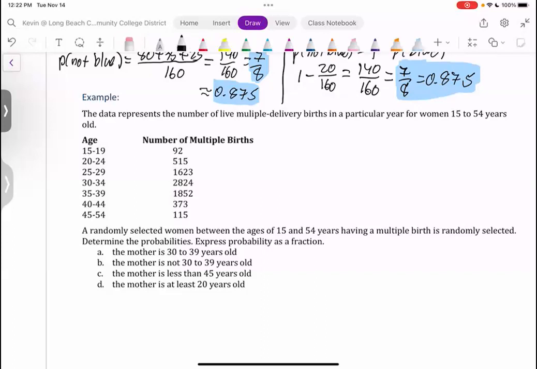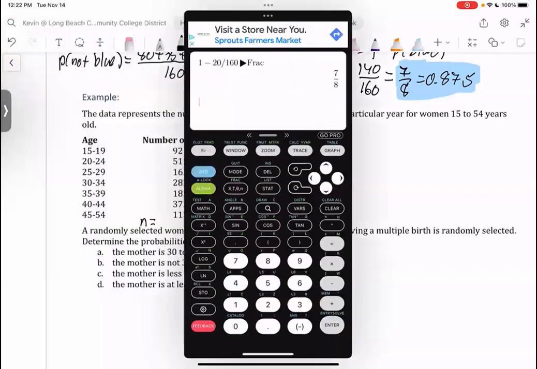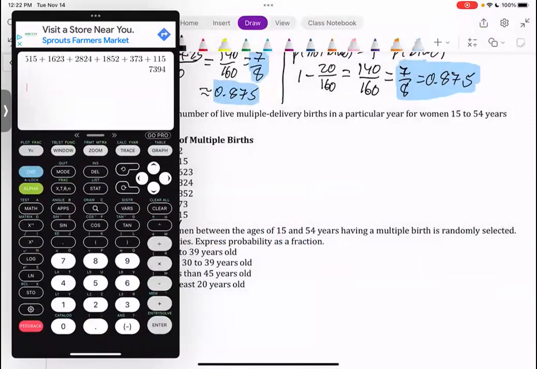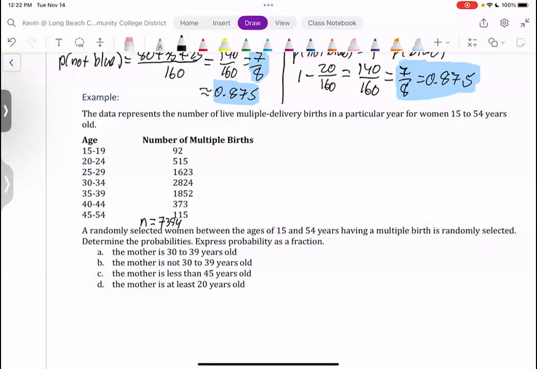So the thing that I need first is the total. And when I add all these up, 92 plus 515 plus 1623 plus 2824 plus 1852 plus 373 plus 115, I get 7394. Now that's going to be my denominator for all four of these parts here.